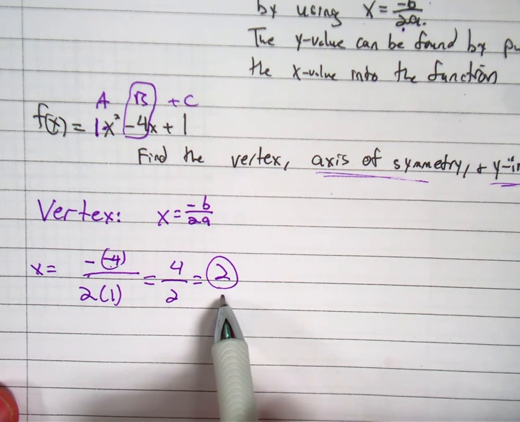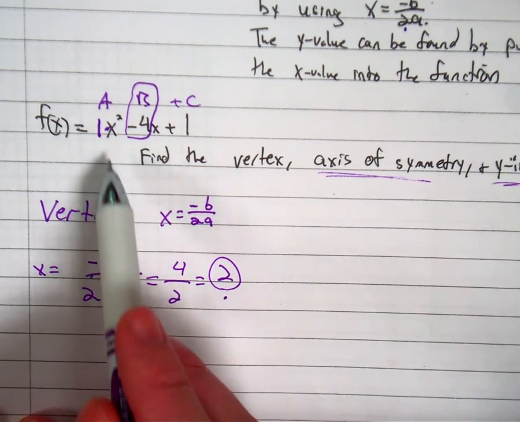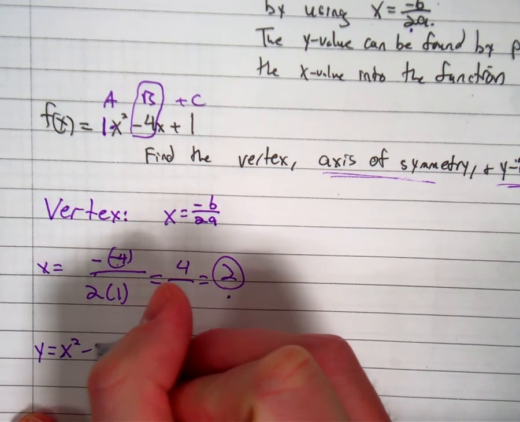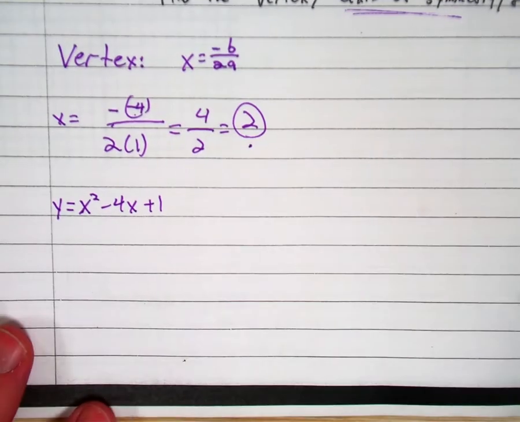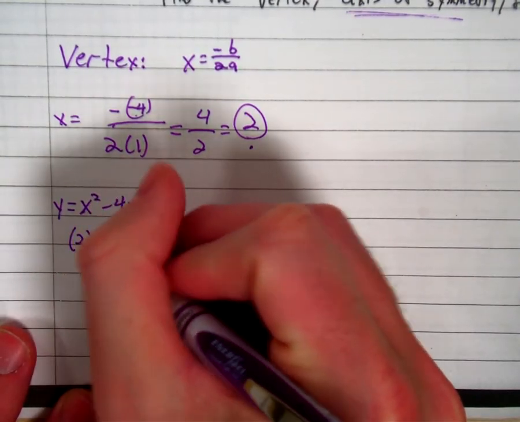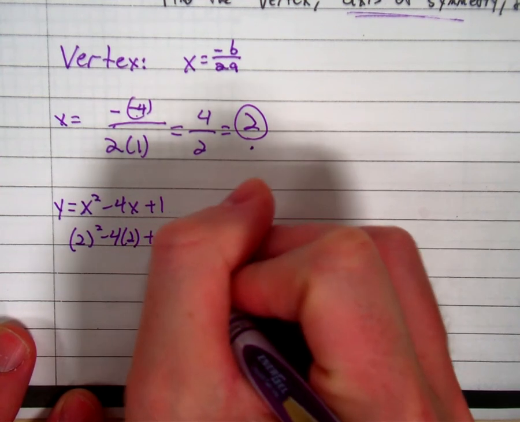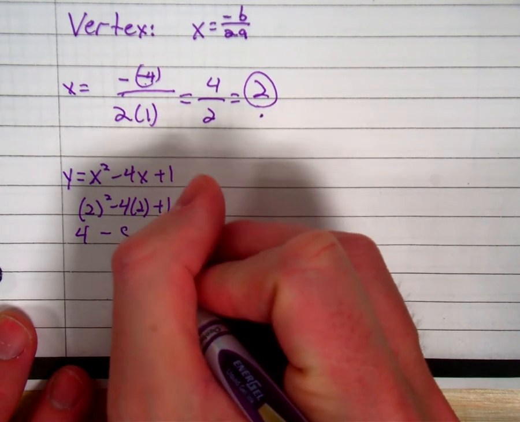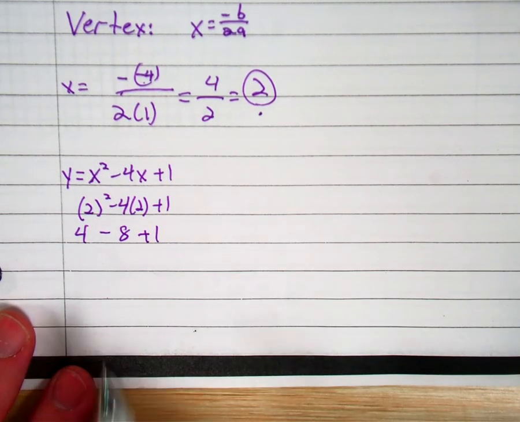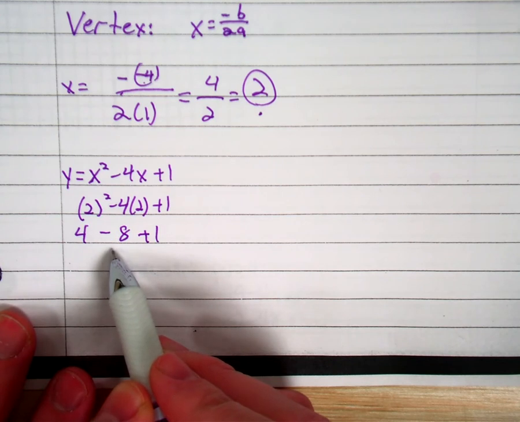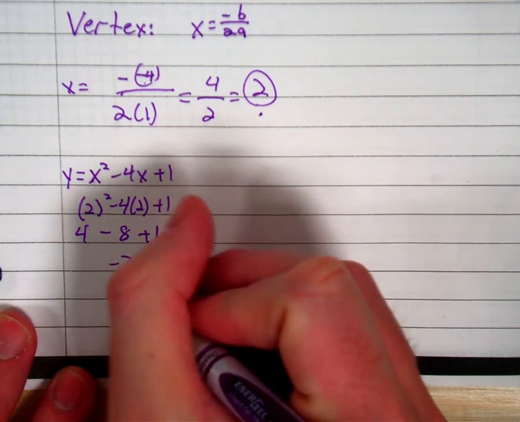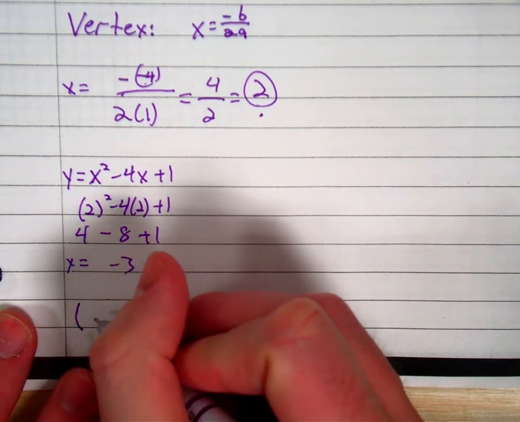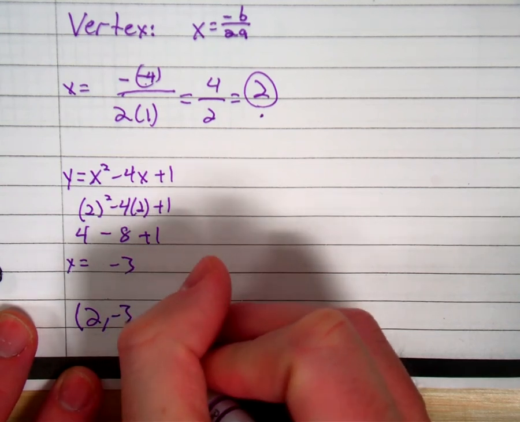Now it's going to be 2 comma something. I put this 2 back into the original: x squared minus 4x plus 1. If I put 2 in here, 2 squared is 4, minus 4 times 2 is 8, plus 1. So 4 minus 8 is negative 4, plus 1 is negative 3. So x is 2, y is negative 3. My vertex is at the point 2 comma negative 3.